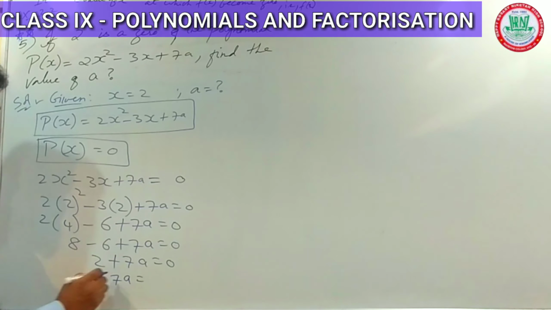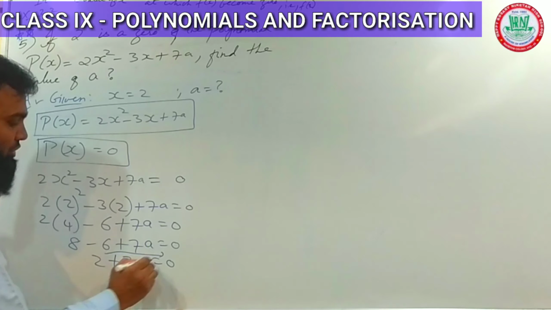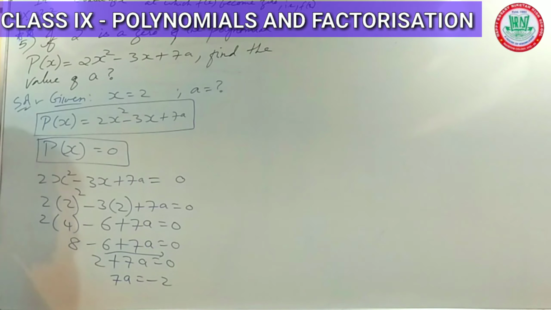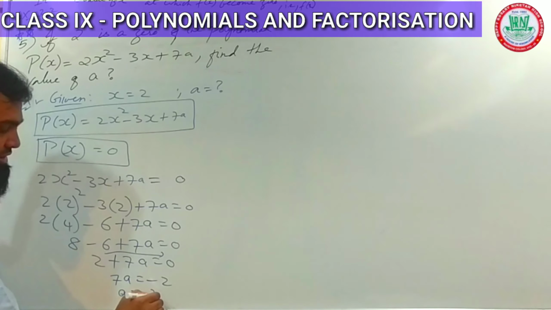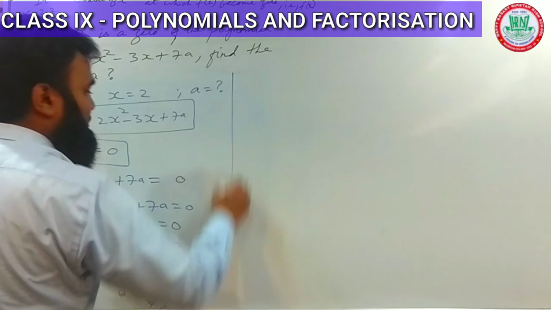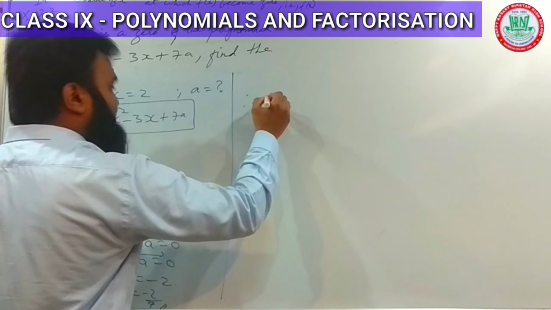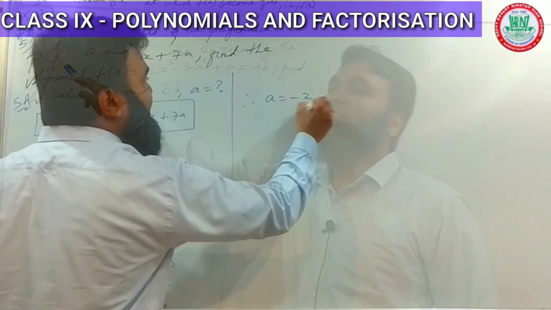7a equals, this 2 we put outside, it becomes minus 2. Now a equals minus 2, and this 7 goes outside: minus 2 by 7. So what we got? Therefore, a equals minus 2 by 7.